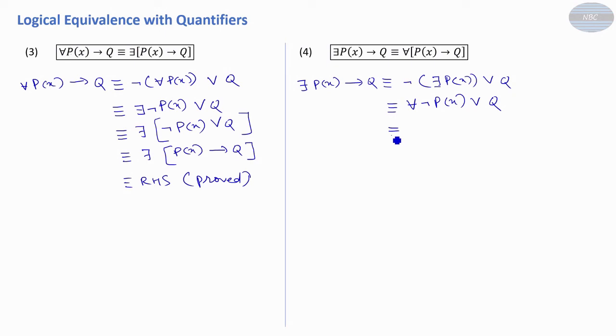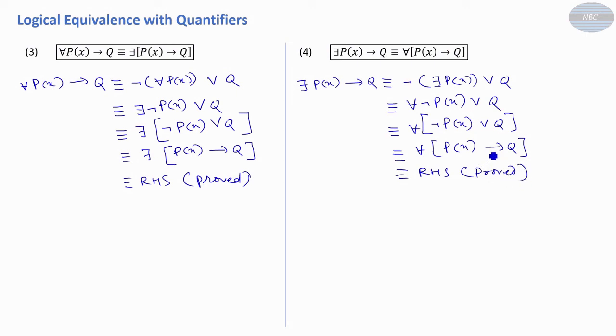Since there is no variable here, Q is a proposition having no bound variable, so we can write it in the bracket. So we can have not P(x), Q, or this can be written as P(x) conditional Q. So this one is nothing but the right hand side, hence it is proved.